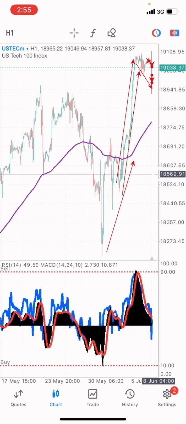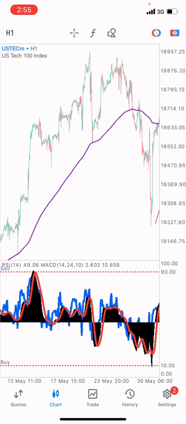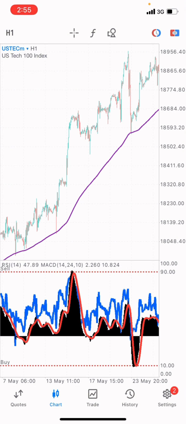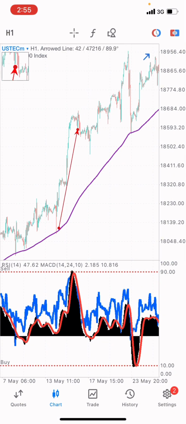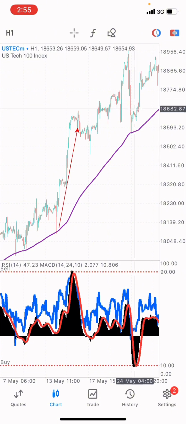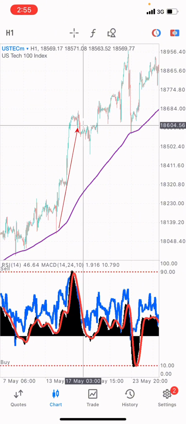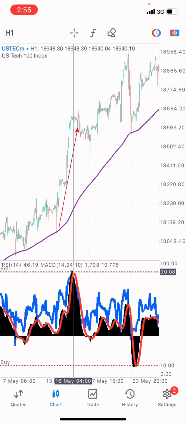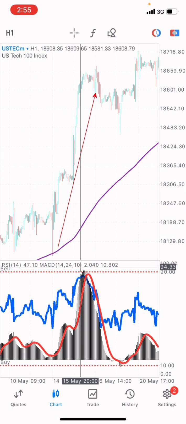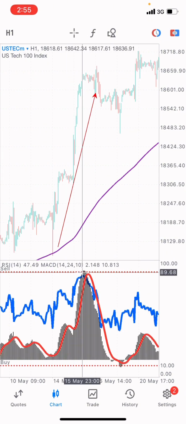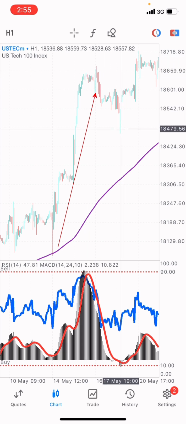Now going back to the previous trends right here on the 1 hour time frame, you can see at this point the market bought up to this point before it began to sell. And if you trace it down, you can see that it got to the overbought level of 90 on the MACD and the RSI line before it began to sell.